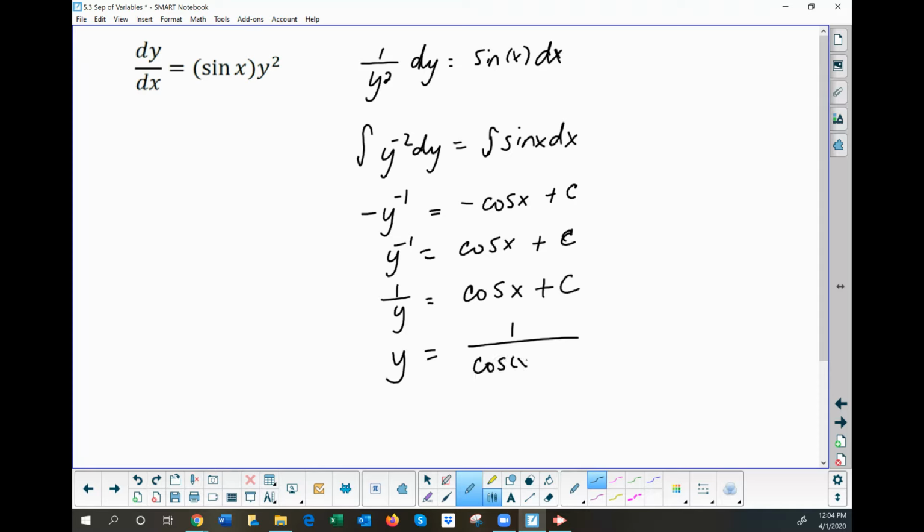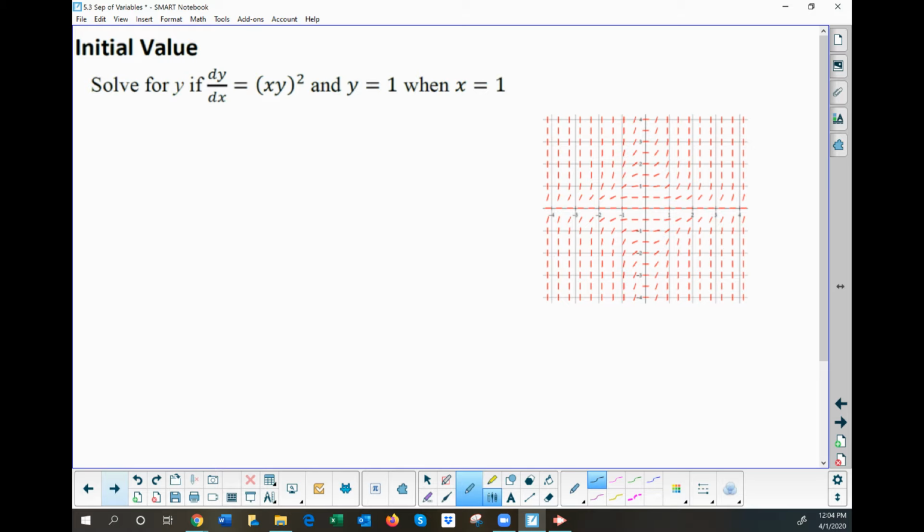And there was no initial condition given, so we can't find our c. And that's how to do that second problem. Initial value, here we pick up the initial value. I can see that they said when y is 1, x is also 1. So we will be able to find out what c is in this particular problem.